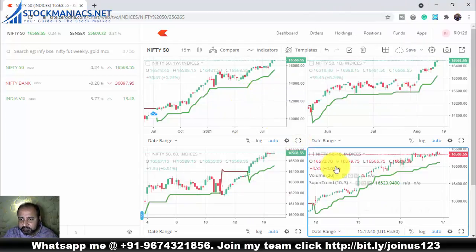So this market is very strong. You need to only buy this market. You should never try to short sell this market. So this is how you can do a multiple time frame price action analysis on the stock market, and you can spot the stock market trend using this multiple time frame price action analysis.